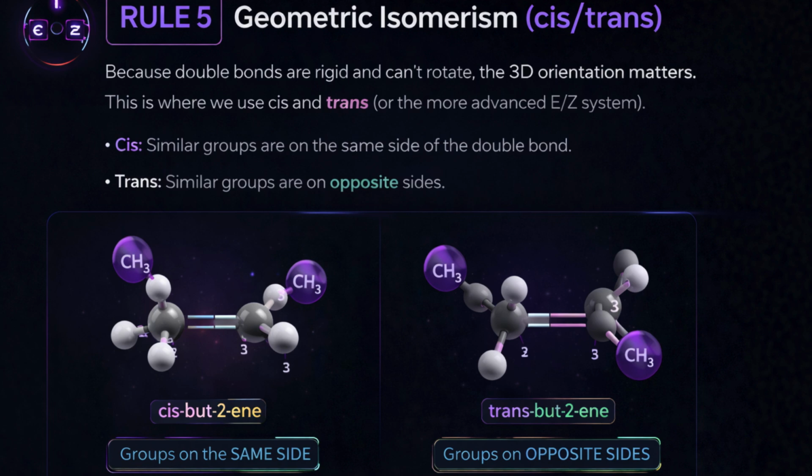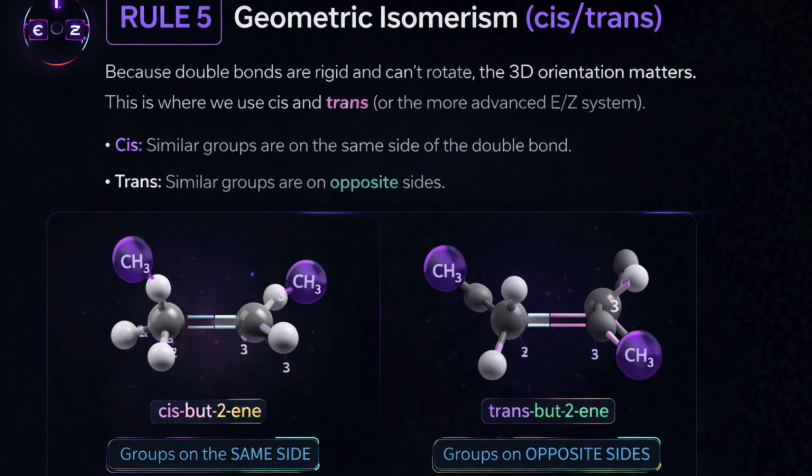So remember, cis equals same side. Trans isomer. In the trans form, similar groups are on opposite sides of the double bond. Now look at the right structure. The CH3 groups are opposite each other. So this becomes trans-but-2-ene. So remember, trans equals opposite sides.